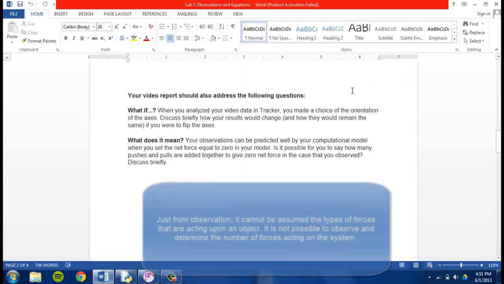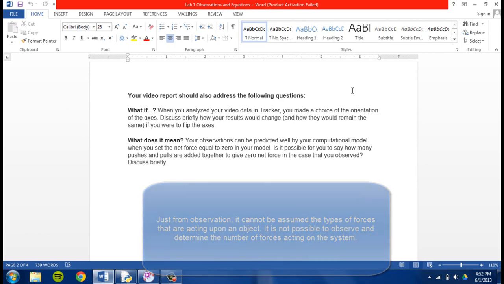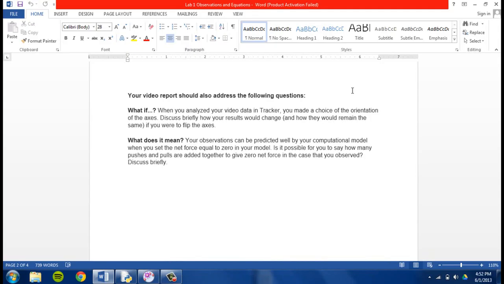What does it mean? The second question. It is not possible to say how many pushes or pulls are added together to get a net force of 0. Just from observation alone, it cannot be assumed the types of forces that are acting upon an object. It is not possible to observe and determine the number of forces acting on the system. All we know is that there is a constant velocity, so the net force has to be 0.